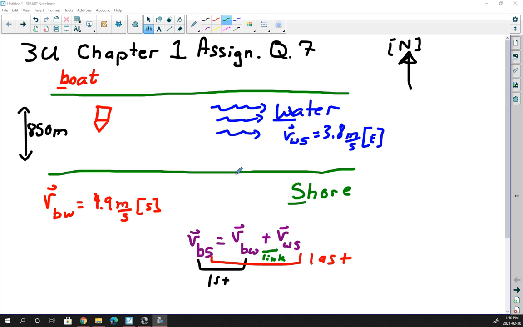And the average velocity of the water relative to the shore is 3.8 meters per second east. So the velocity of the water with respect to the shore is 3.8 meters per second east. This would also be known as current.